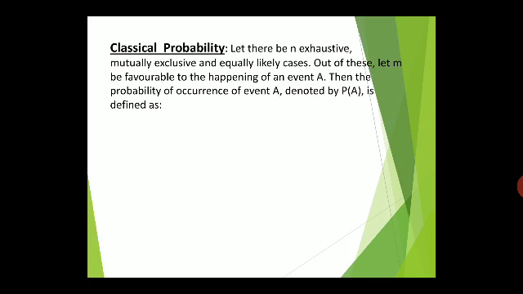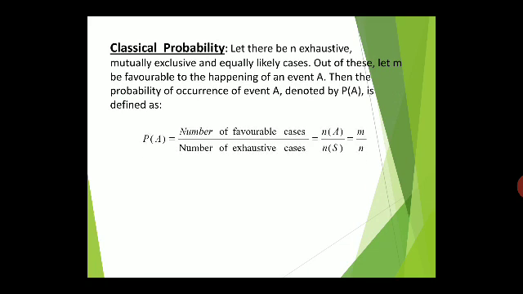Let there be exhaustive, mutually exclusive and equally likely cases. Out of them, let m be favorable to the happening of an event A. Then the probability of occurrence of event A, denoted by P(A), is defined as P(A) = number of favorable cases divided by number of exhaustive cases, which is equal to n(A) by n(S), equal to m by n.